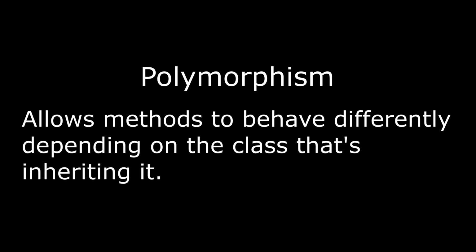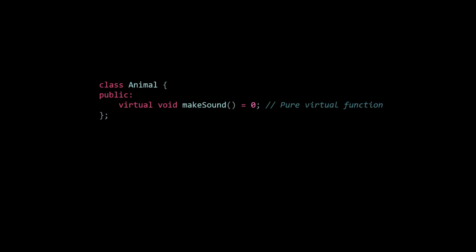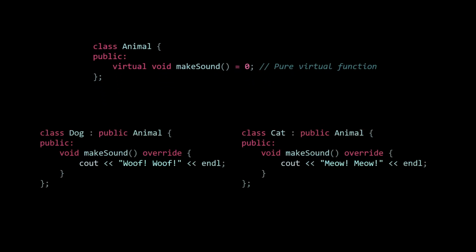Polymorphism is a concept in object-oriented programming that allows a method to be inherited and behave differently depending on the class that's inheriting it. To understand polymorphism, consider an example where you have an animal class and you want each animal to make a sound. However, each animal may make a different sound. In this case, you can use polymorphism to define a default method for making a sound in the animal class, and then override that method in each specific animal class to provide the appropriate sound for that animal.